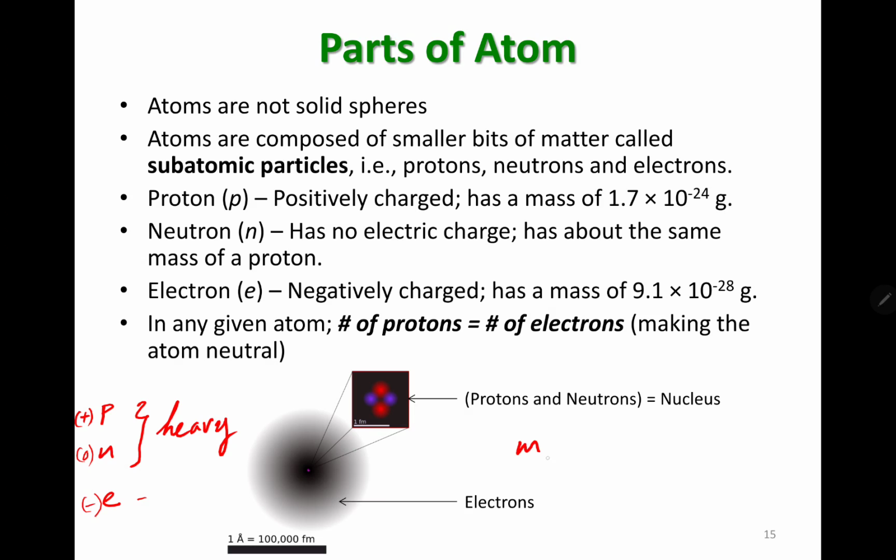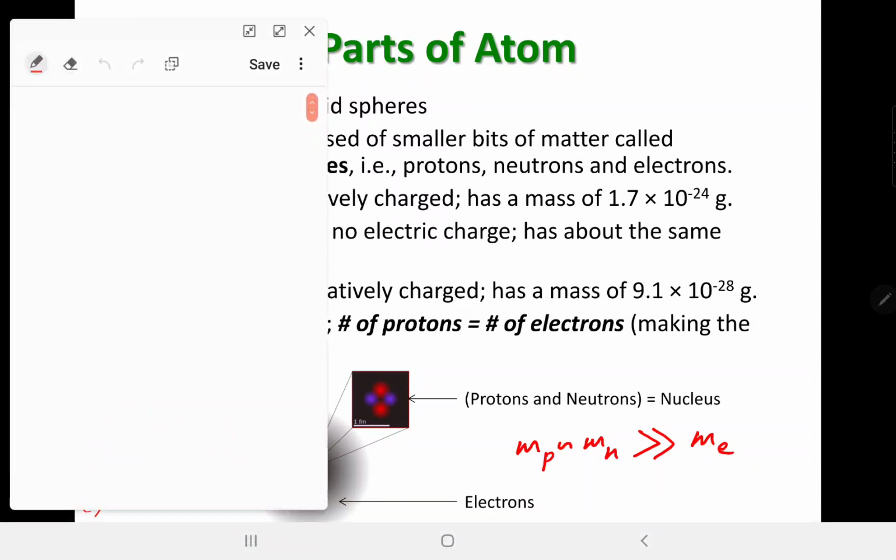The mass of a proton is approximately equal to the mass of a neutron. These are the two heavy subatomic particles, and the mass of an electron is approximately 10,000 times lighter. So we are talking about very tiny particles. And here's the thing: you have 3 subatomic particles in an atom, 2 are heavy and 1 is 10,000 times lighter.